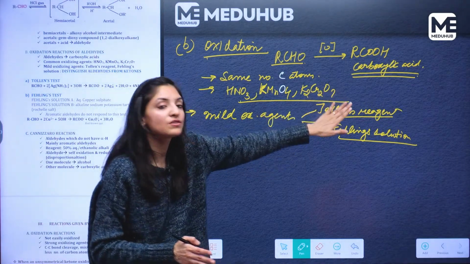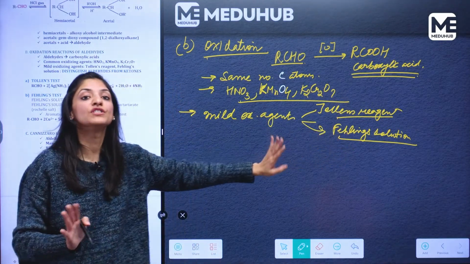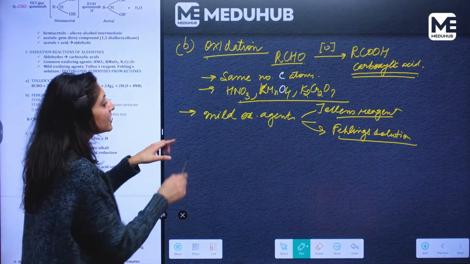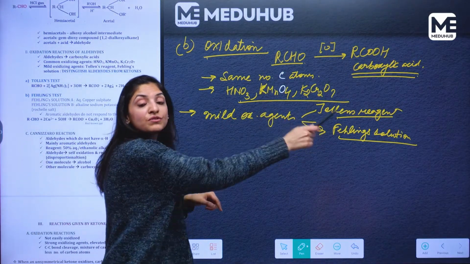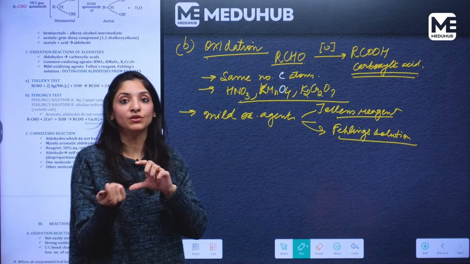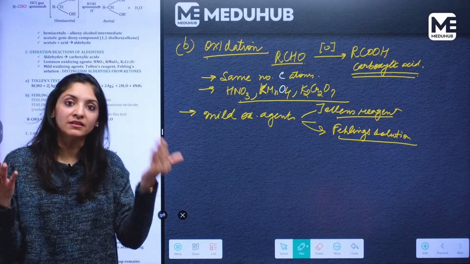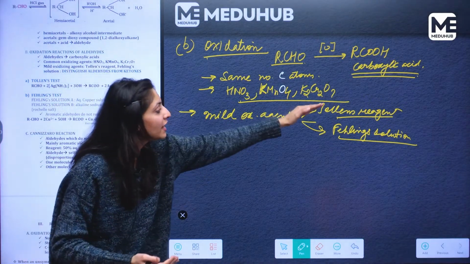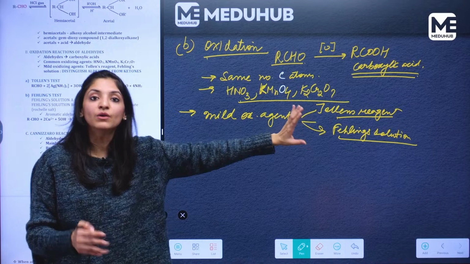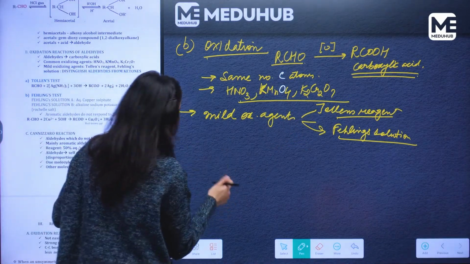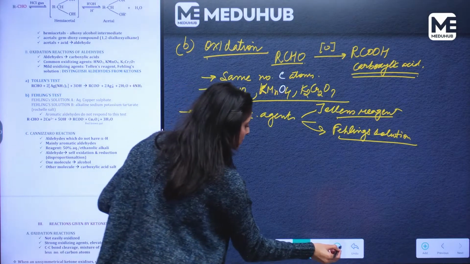The Tollens test and the Fehling's test are two reactions which are not given by ketones because ketones are not easily oxidized. Hence, these two reactions can be used to distinguish between aldehydes and ketones. If you're given two samples of carbonyl compounds, one an aldehyde, the other a ketone, by carrying out either of these reactions, you can find out which one is the aldehyde and which is the ketone. So, what happens in a Tollens test?